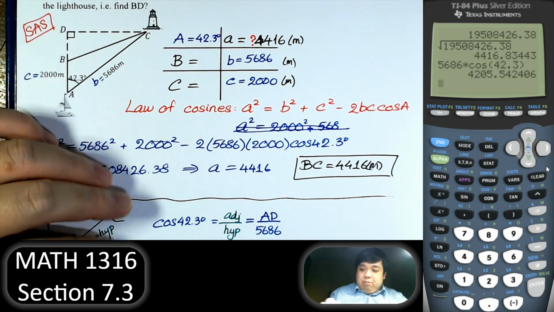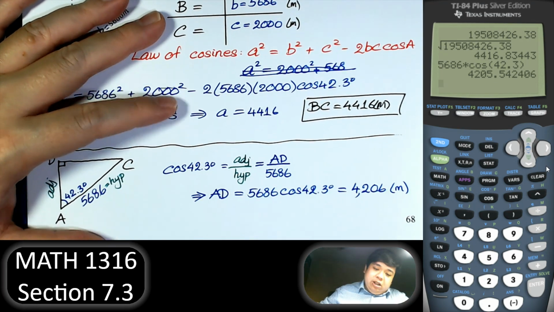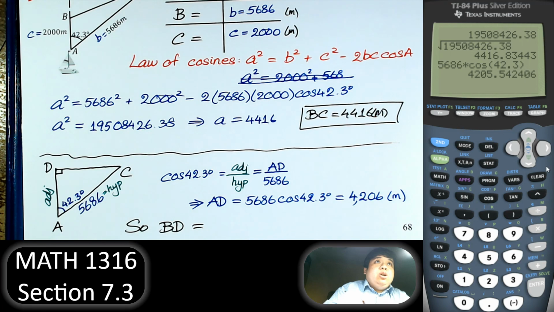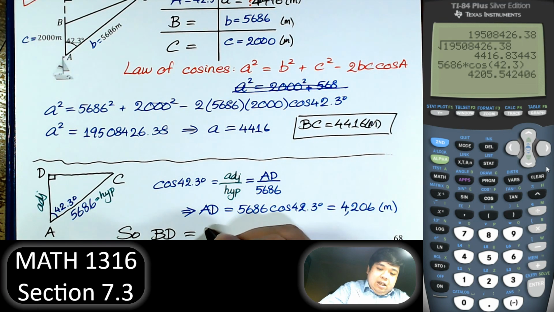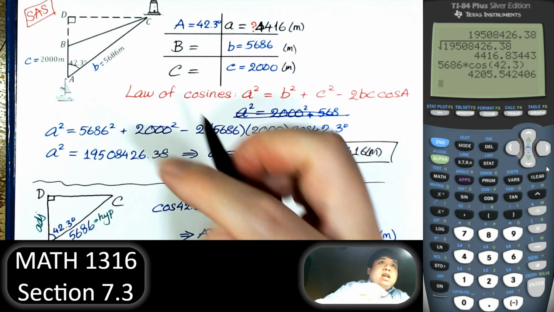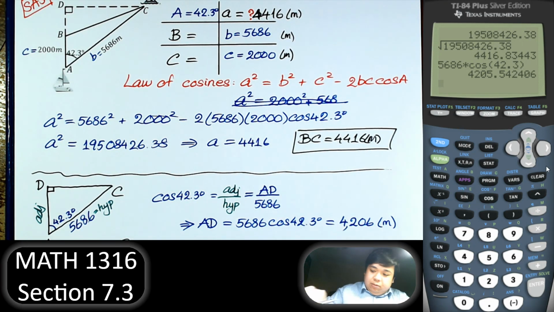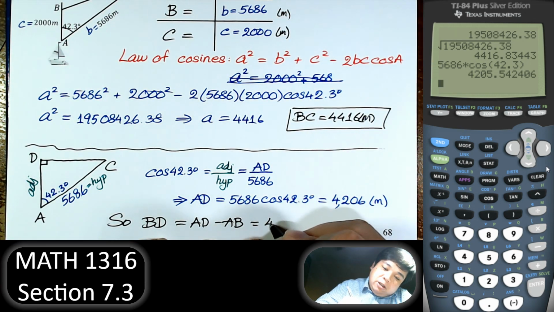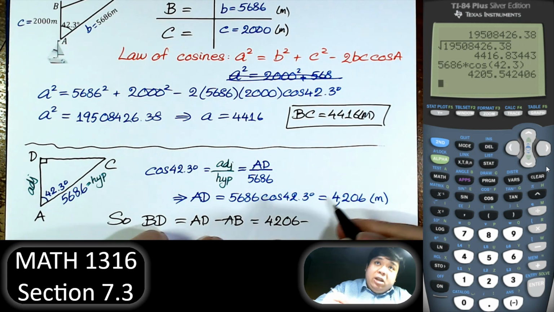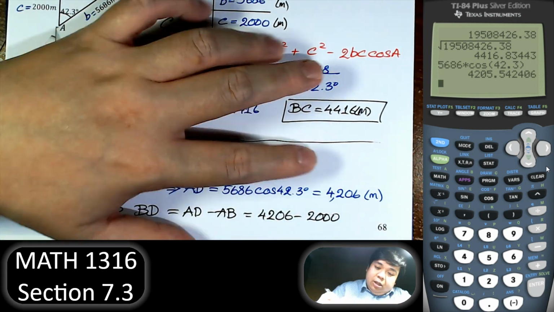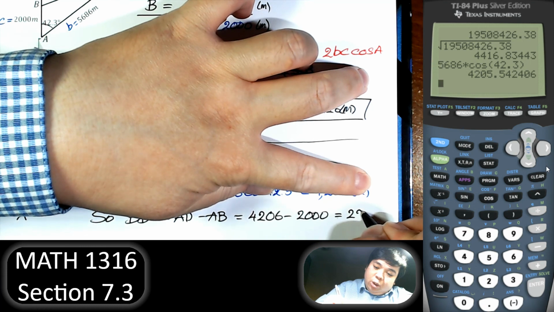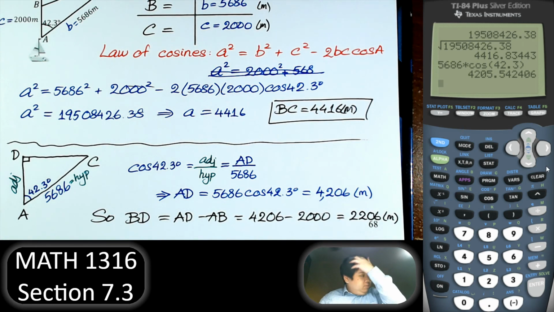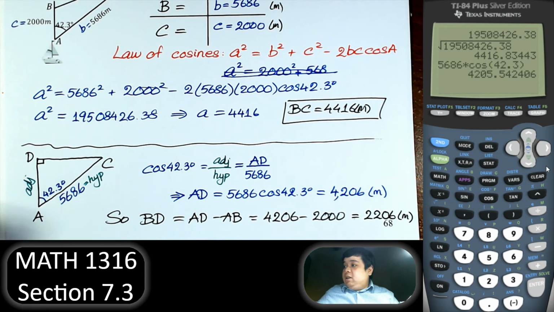Subtract AB, we have BD. So finally, if we want to find the distance BD, it is equal to AD minus AB. So AD is that much. AB is 2,000. So we end up with 2,206 meters. Right. So that's what we have for this problem.